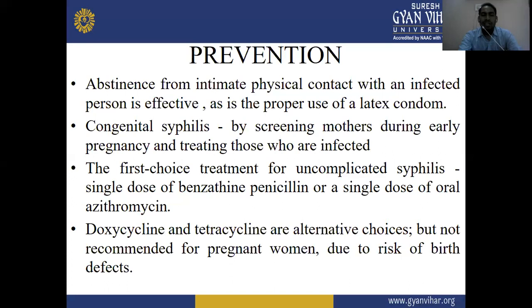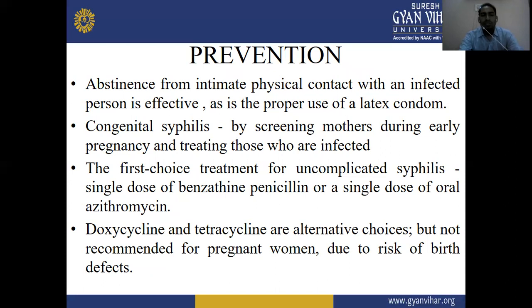Next one, prevention of syphilis. How to prevent syphilis? First of all, abstinence from intimate physical contact with an infected person is effective, as is the proper use of latex condoms. We prevent syphilis by the use of proper latex condoms, and congenital syphilis is prevented by screening mothers during early pregnancy and treating those who are infected.